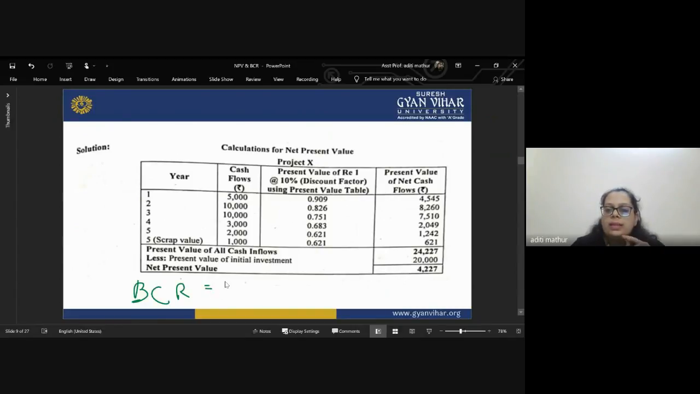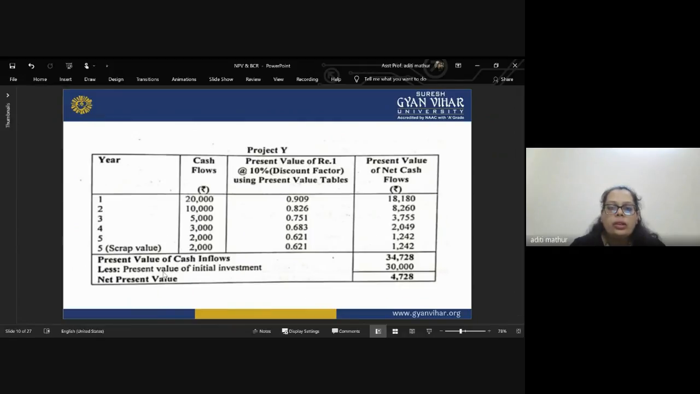What is the formula of BCR? Present value of cash inflows divided by present value of initial investment. So the present value of cash inflows, this is 24,227 divided by 20,000, which comes to be 1.211. Right?